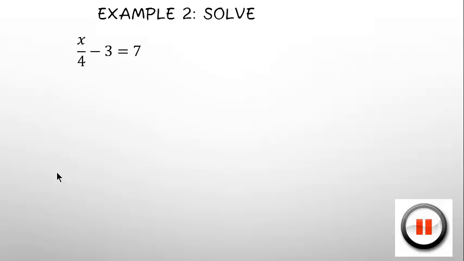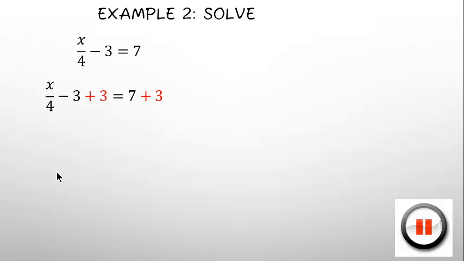Okay, so x divided by 4 minus 3 equals 7. We want to get rid of that 3 first because it's not attached to the x. The 4 is attached to the x. We can think of it as x divided by 4, or we can think of it as 1/4 times x, minus 3. So first thing, we'll get rid of the minus 3. That is the coefficient. That is the constant. The opposite of minusing 3 is adding 3. So let's add 3 to both sides. So we have x over 4 minus 3 plus 3 equals 7 plus 3. That will then become x over 4 equals 10.